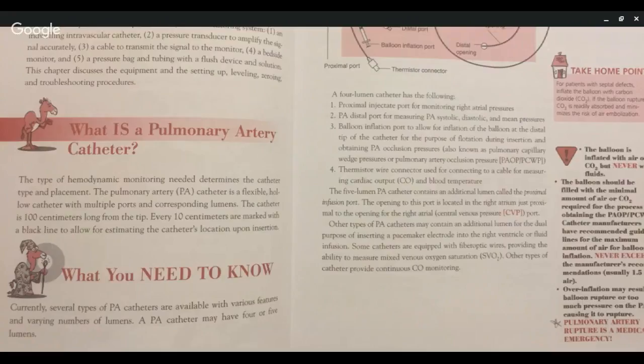Catheter manufacturers have recommended guidelines for the maximum amount of air per balloon inflation. Never exceed the manufacturer's recommendations, which is usually 1.5 milliliters of air. Overinflation may result in balloon rupture or too much pressure on the pulmonary artery, causing the pulmonary artery to rupture. Pulmonary artery rupture is a medical emergency.